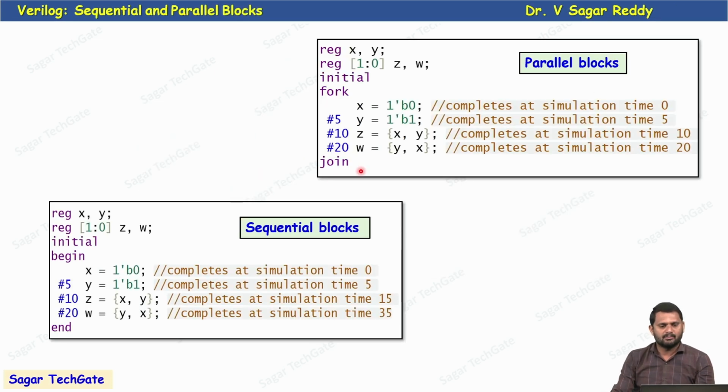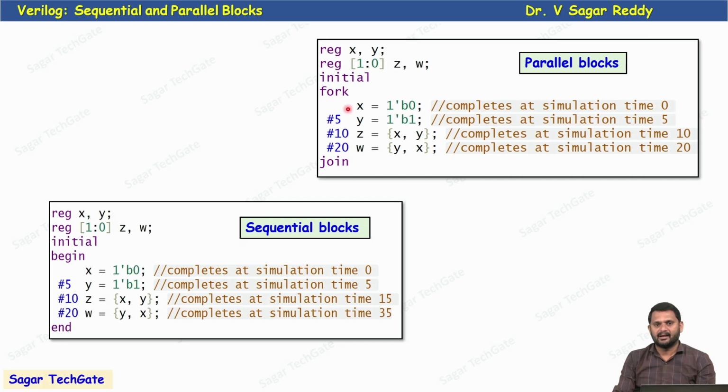Now here is the same example I mentioned. Just pause the video and try to understand. I just discussed these two examples, right? So now it completes at 0 simulation time. This also completes at 0 simulation time. Clear? In the fork join, all will start at the same simulation time. It will not go one after another. It will execute in parallel. All can run concurrently.